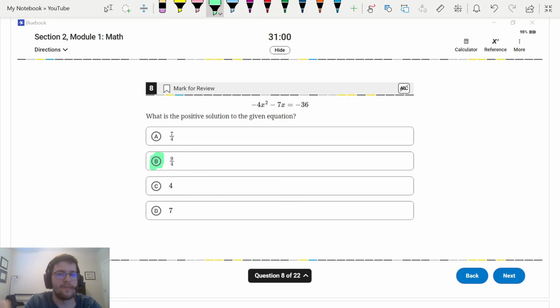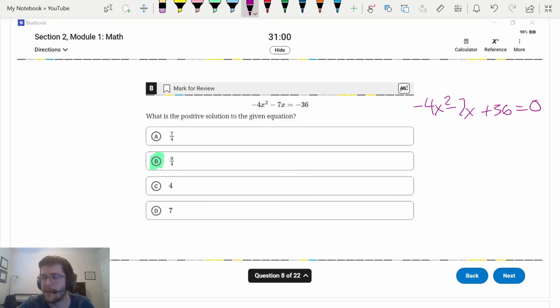If you wanted to solve this by hand, I would get all the terms to one side. So I'd add the 36 over. And then we like to have a positive sign out in front, so I'm going to multiply the whole thing by -1. So 4x squared plus 7x minus 36 equals 0.